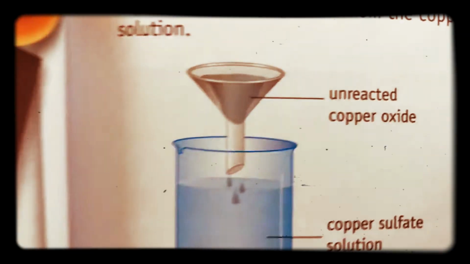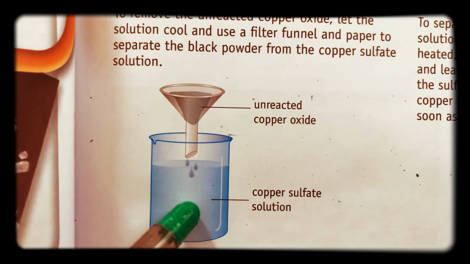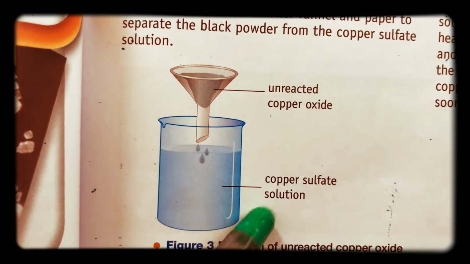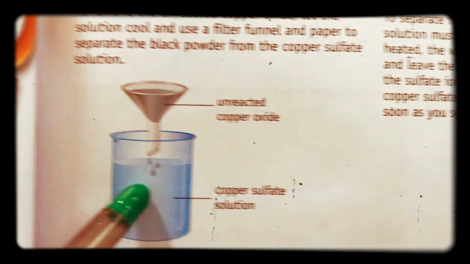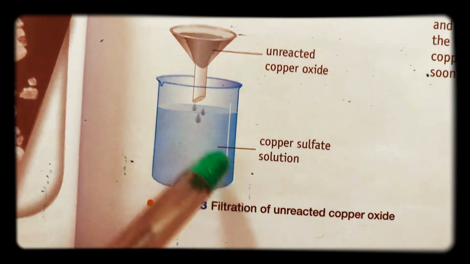All right, so it's like a little puzzle. We use filtration because the unreacted copper oxide is insoluble. The copper sulfate, however, is soluble. So now we've got copper sulfate in there. It's diluted in the water. It's separated out. It's dissociated. And we have water. So we've got copper sulfate and water.